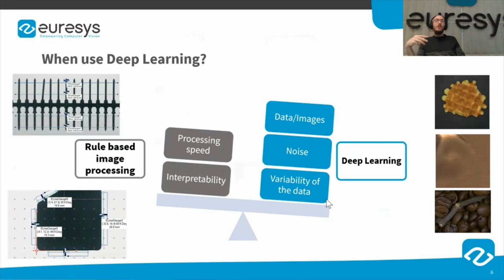Also, for example, if you already have a lot of images for the problem that you want to solve, this puts weight in favor of using a deep learning approach. Because if you already have a lot of good images, you have already done the first step towards developing a good deep learning application.